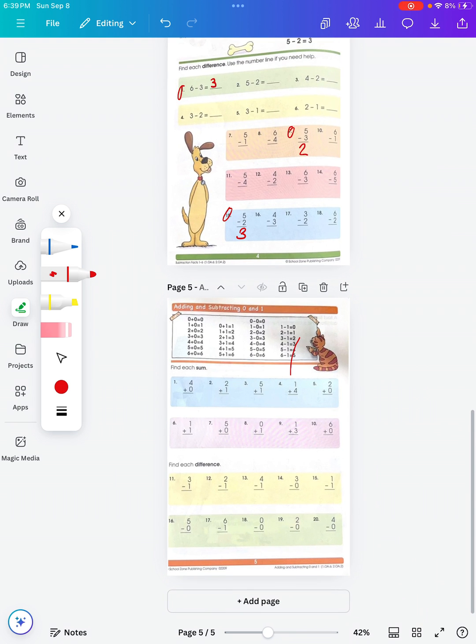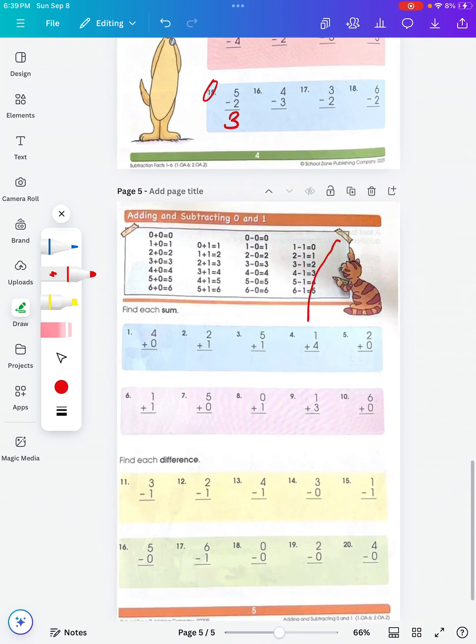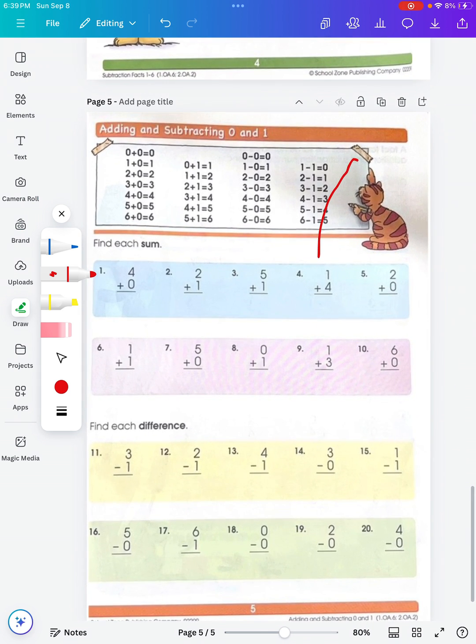Okay. Adding and subtracting 0 and 1. Find each sum. So when we're adding 0 to numbers, the number will always stay the same. So 4 plus 0 equals 4. 0 doesn't make a difference when we're adding two numbers, but 2 plus 1 equals 3, and 5 plus 1 is 6, and 1 plus 4 equals 5, and 2 plus 0 equals 2. Remember, adding 0 to numbers doesn't make a difference.